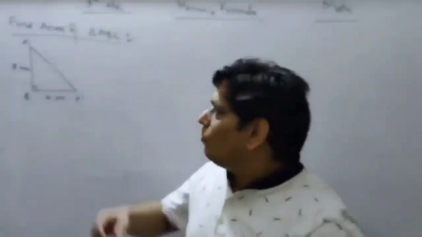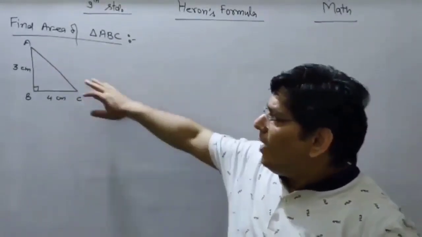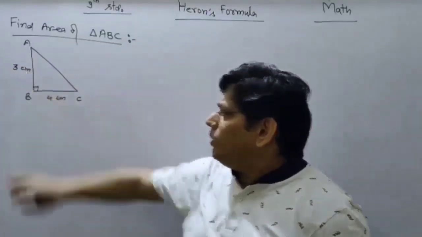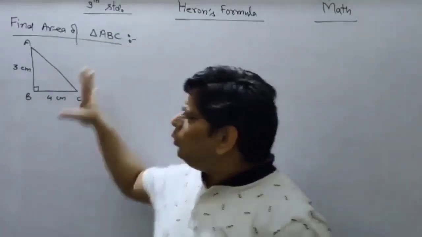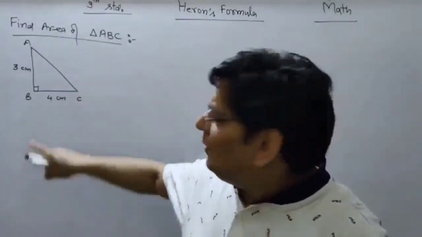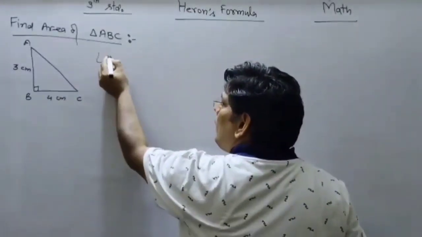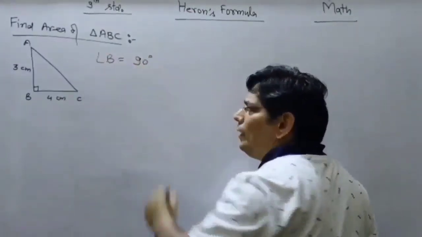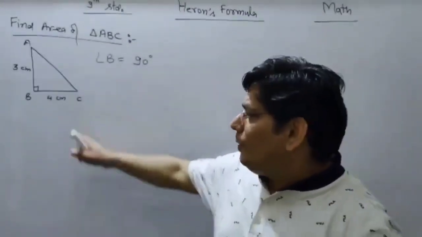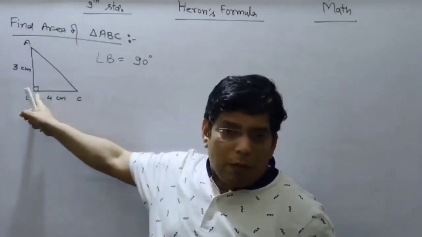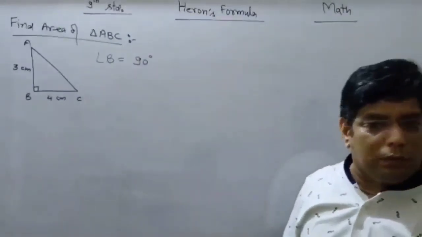Now what we do, we have to calculate the area of triangle ABC when AB equals 3 cm and BC equals 4 cm. When you go through this triangle, it is clearly mentioned that angle B equals 90 degrees. So whenever angle B equals 90 degrees, that means this is a right angle triangle. When angle B equals 90 degrees, that means in triangle ABC angle B equals 90 degrees.